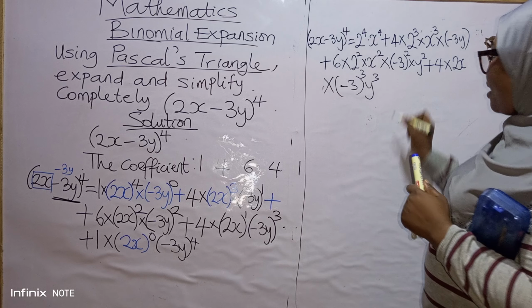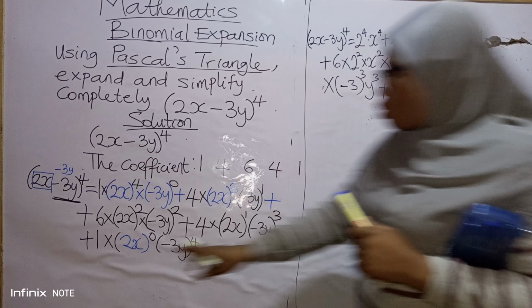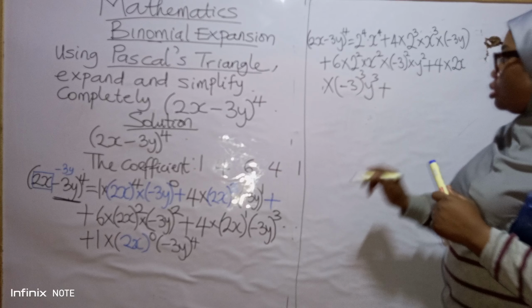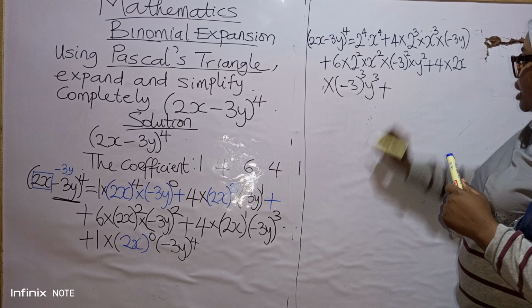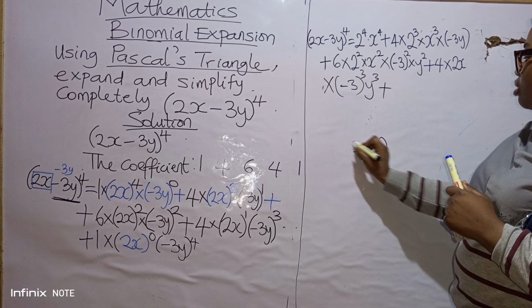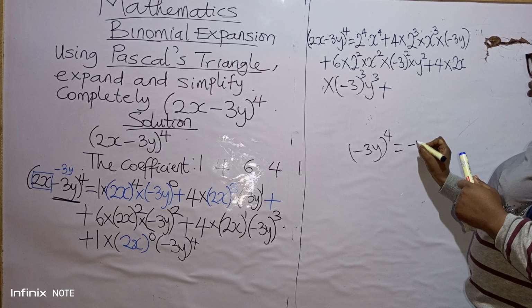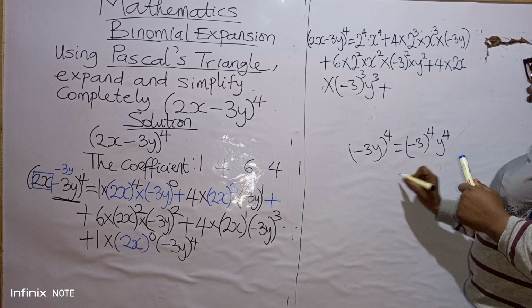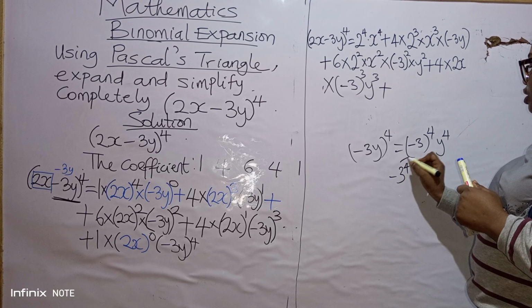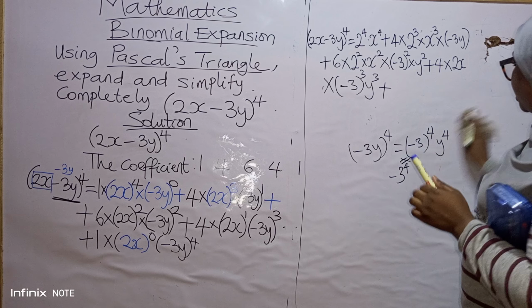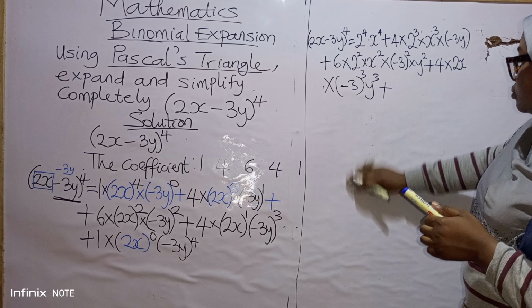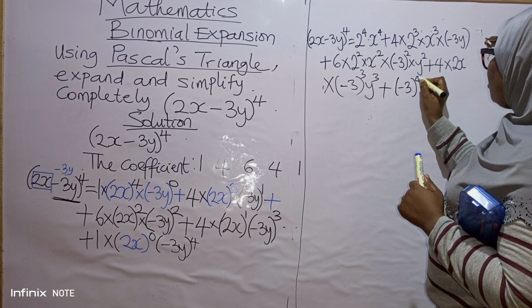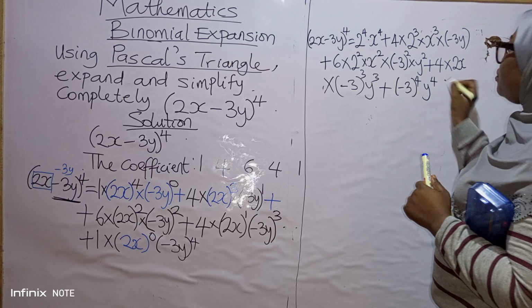So also I have plus 1 multiplied by 2x raised power 0. 2x raised power 0 is 1. So then I have minus 3y raised power 4, which will be minus 3 raised power 4 multiplied by y raised power 4. No, it is not the same thing as minus 3 raised power 4 alone. So please take notes. So from here I have minus 3 raised power 4, then y raised power 4.